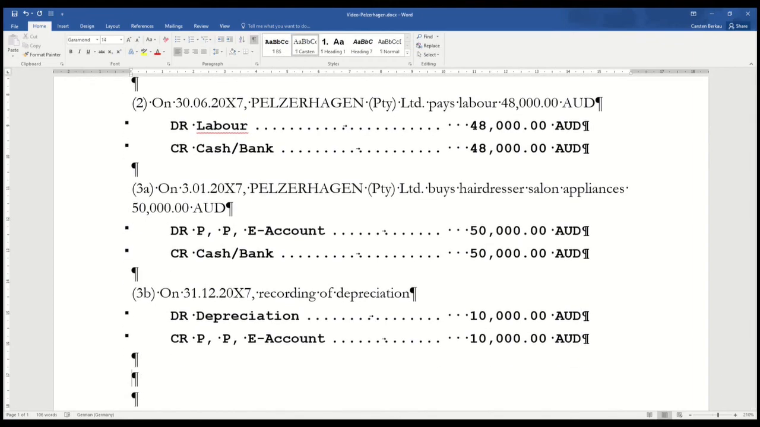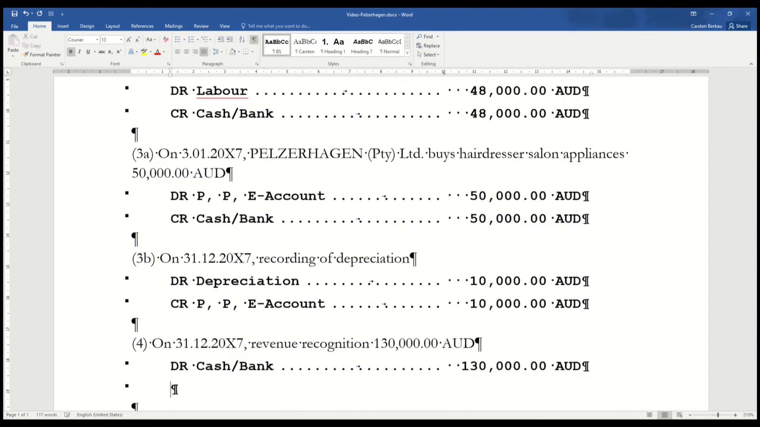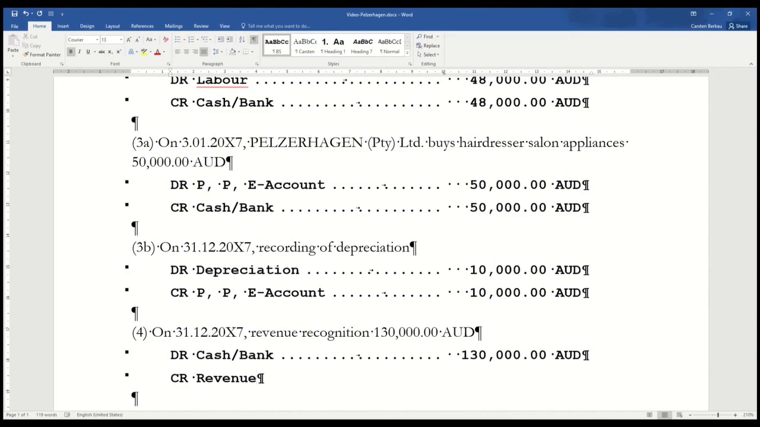Now we terminated the revenue recognition at the end of the accounting period, so that's bookkeeping entry number 4, revenue recognition on the 31st of December in 2007. Revenue recognition. To the extent of 130,000 Australian dollars. Now the revenue recognition is the opposite of an expense, so we have to record the revenue on the credit side. On the debit side, we record the increase of cash bank. 130,000 Australian dollars and the credit entry in the revenue account.